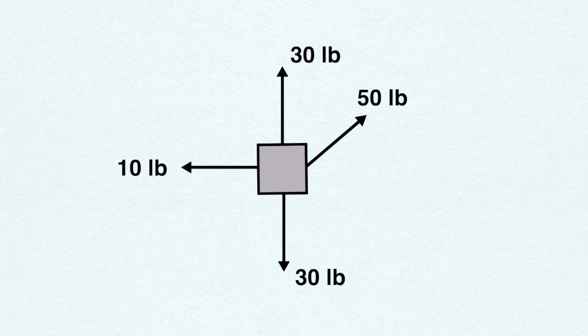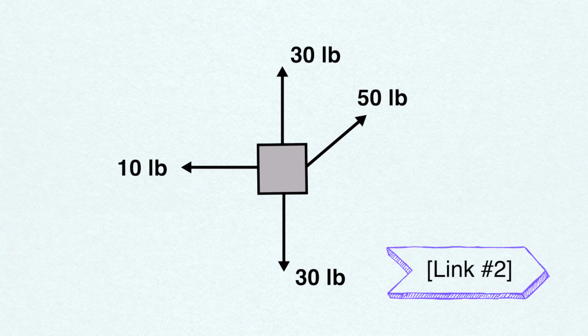So in this case, the forces, the arrows, which are called vectors, are labeled in pounds, as in pounds of force, not pounds of mass, but pounds of force. If you want to see the difference between pounds of force and pounds of mass, you can click on link number 2 in the description.